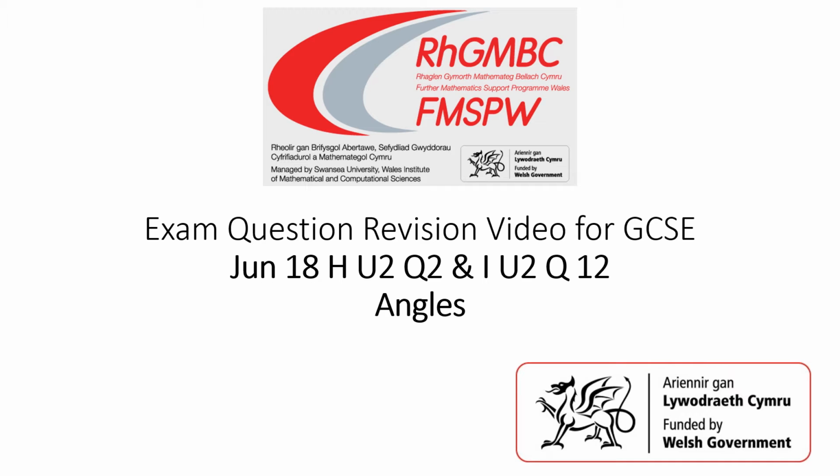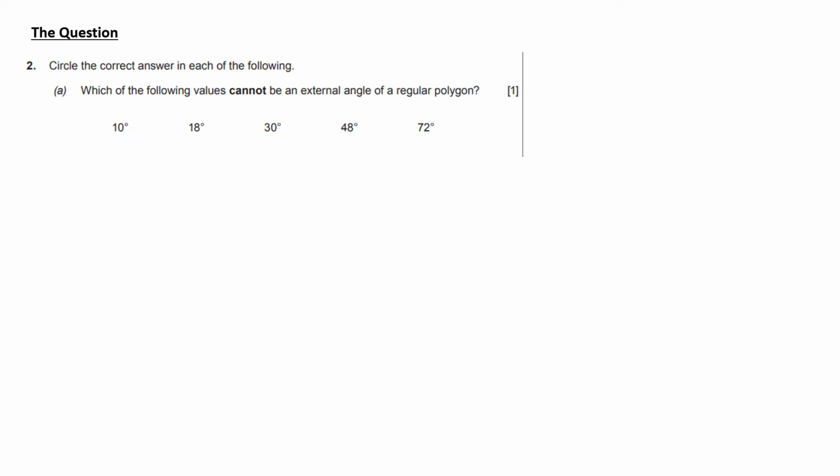This question on angles will look at your knowledge of angles in polygons and in terms of bearings. Now, with this particular question, for each part, they ask you to circle the correct answer. And with this one, it wants to know which of these 5 angles cannot be an external angle. Now, you are allowed to use a calculator, which is why it's only worth 1 mark.